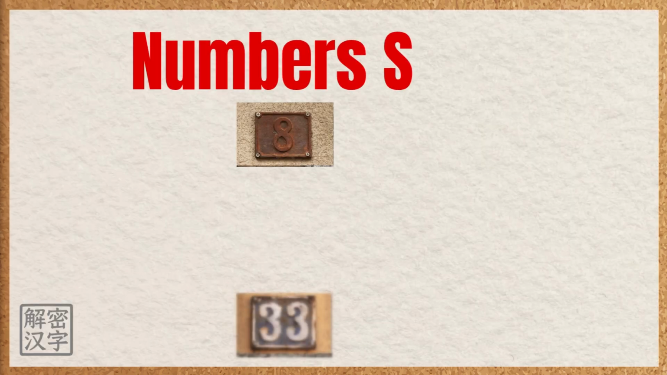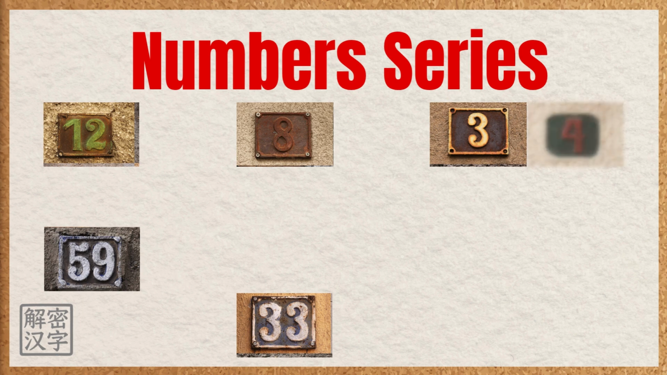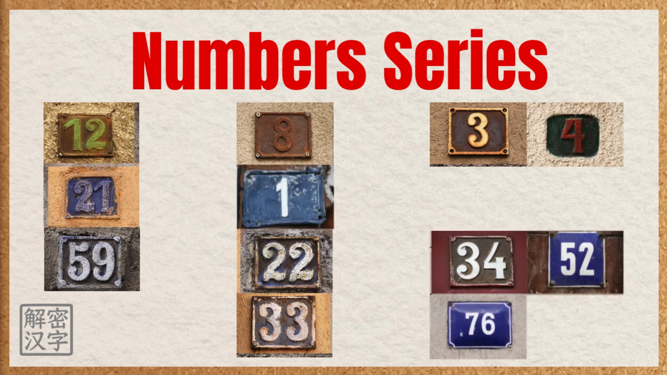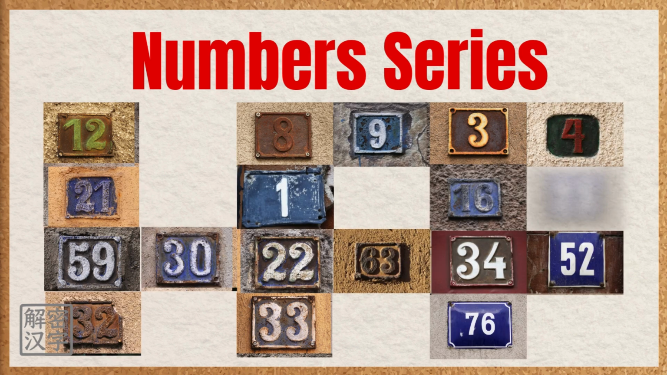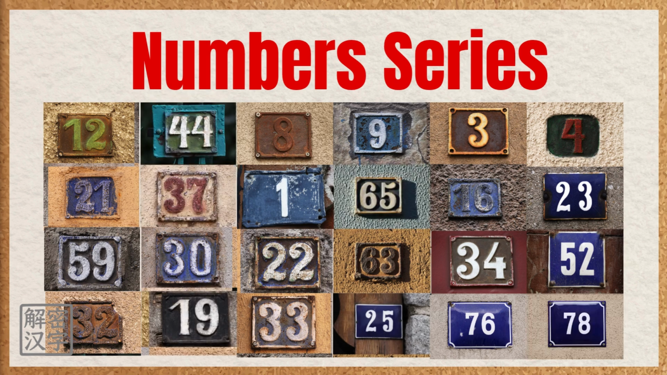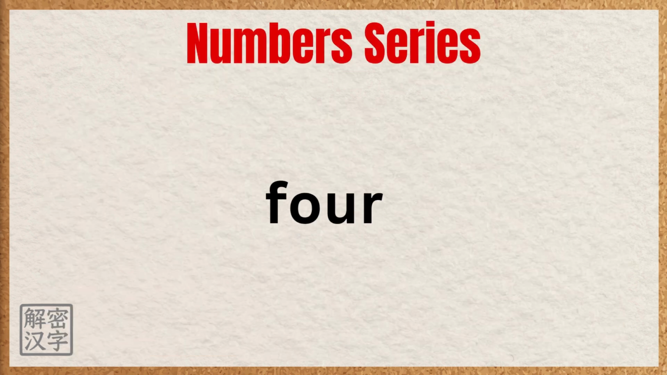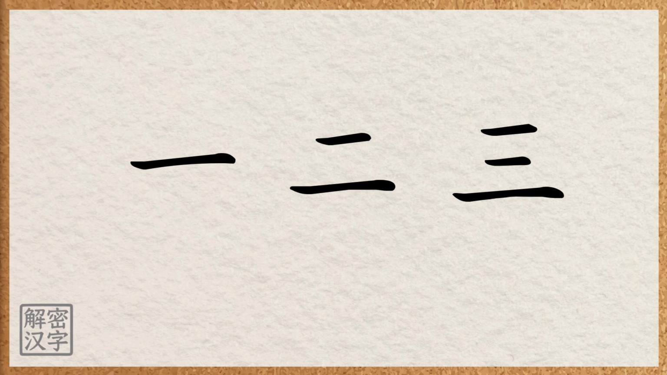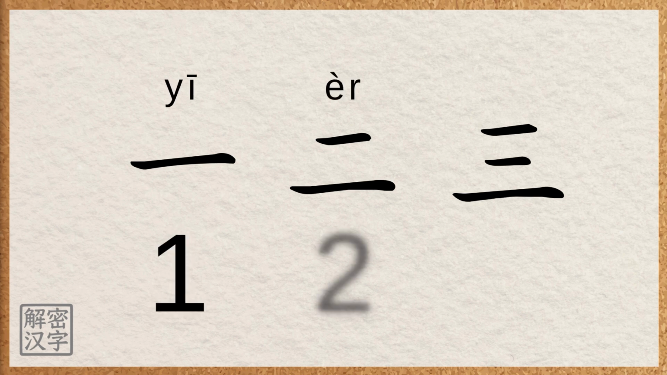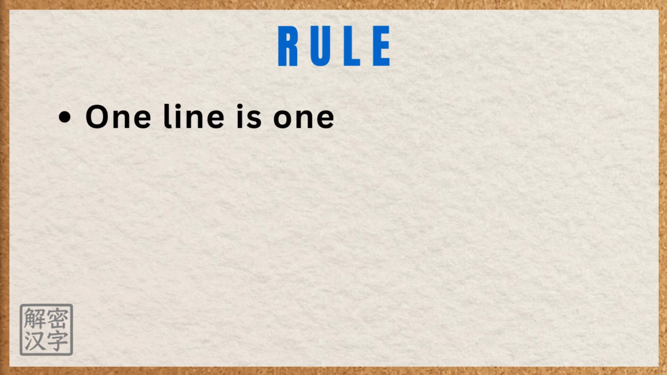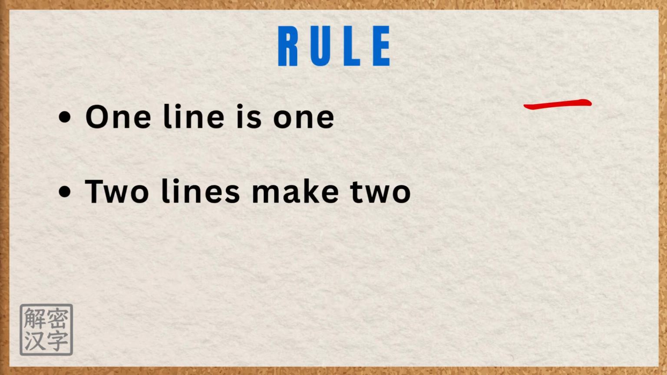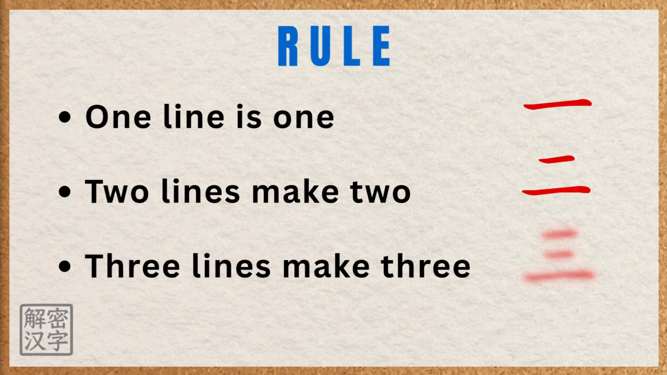Let's continue our number series. Stick with me. By the end, you'll definitely be able to say any number in Chinese with ease. Today, we're going to learn the number 4. In our previous episode, we learned the characters 一, 二, 三. Remember? One line is 1, 2 lines make 2, 3 lines make 3.